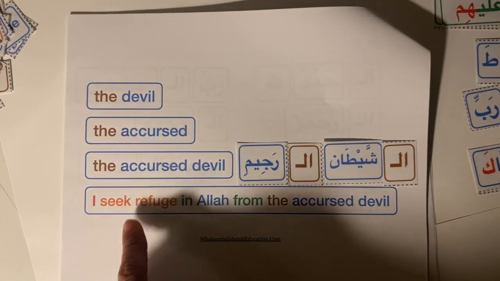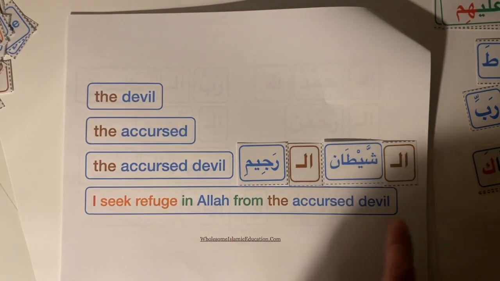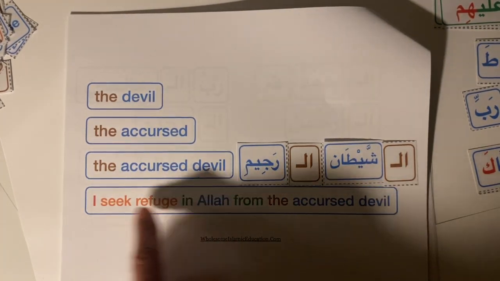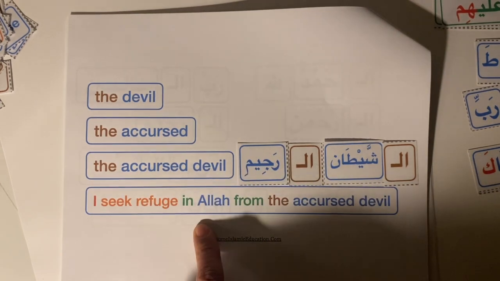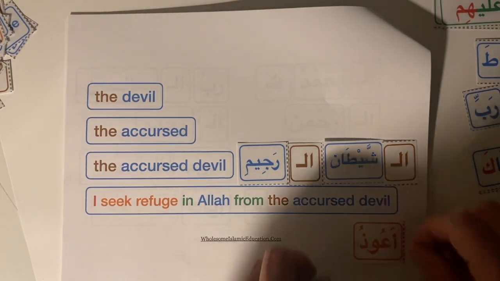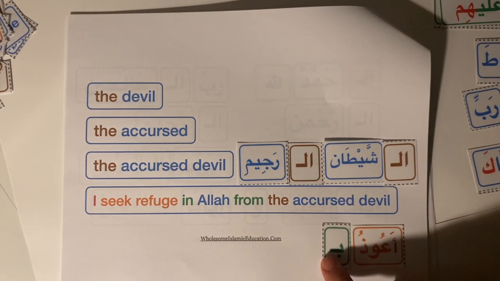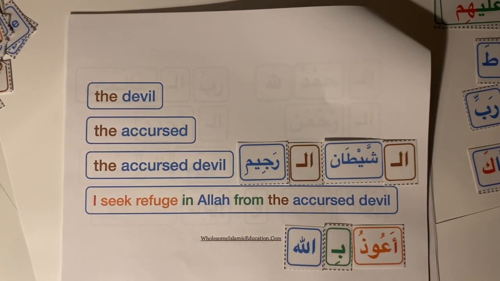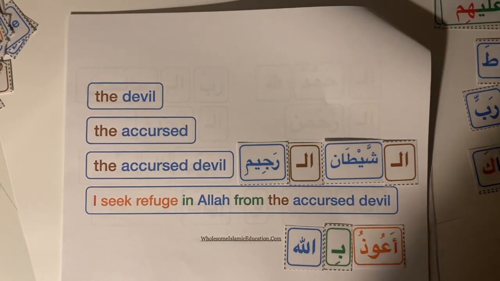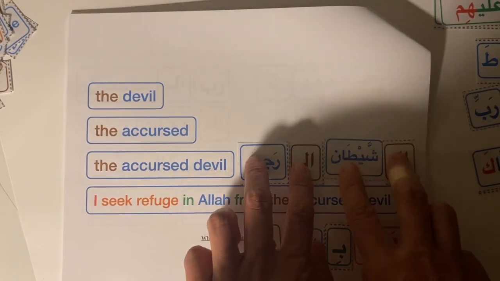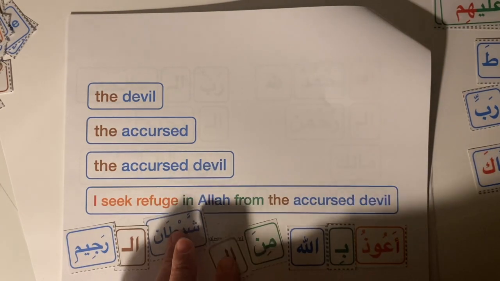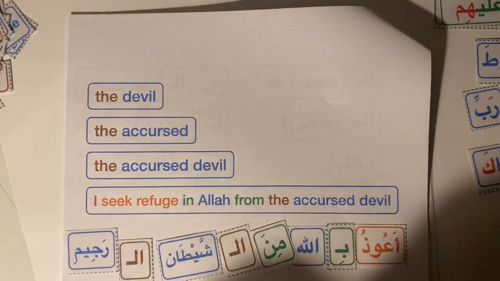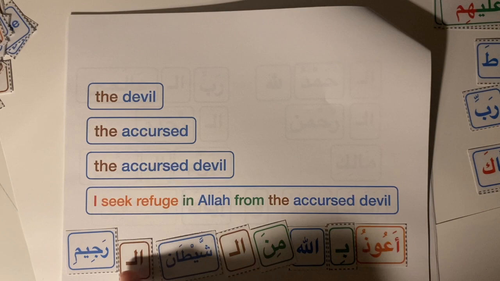If I want to say I seek refuge in Allah from the accursed devil, we already built I seek refuge in Allah in the previous page. A'udhu billah. Then from, of course, they know the ta'awudh very well. So A'udhu billahi min, and then the accursed devil, that would be ash-shaytan ar-rajim. A'udhu billahi min ash-shaytan ar-rajim.